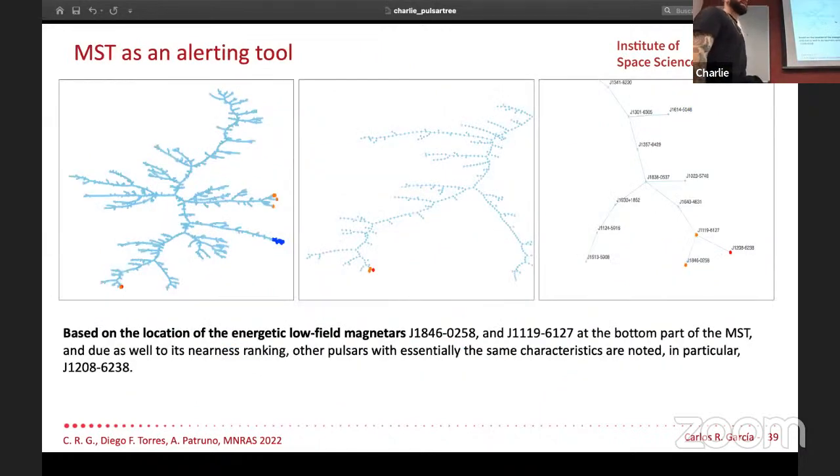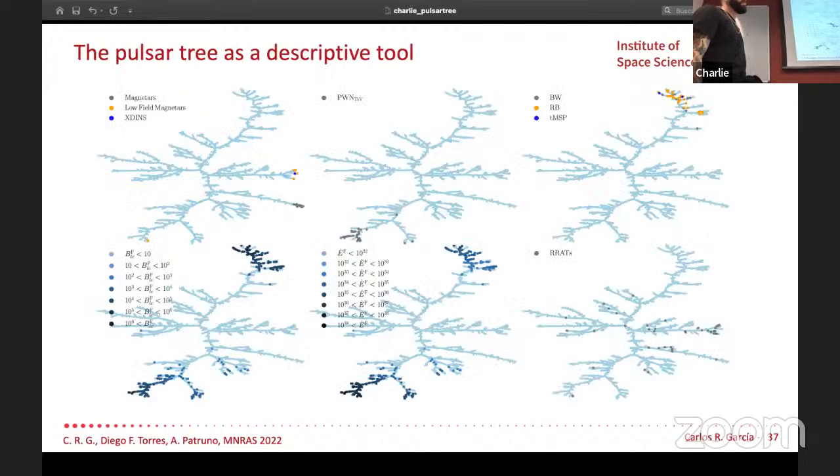Now, can I ask something? Because in this plane, you're plotting a projection of the minimum spanning tree in the various dimensions of the data, right? Yeah.